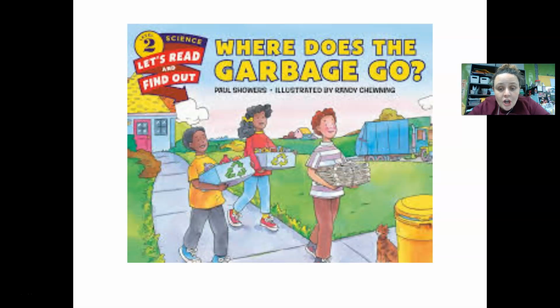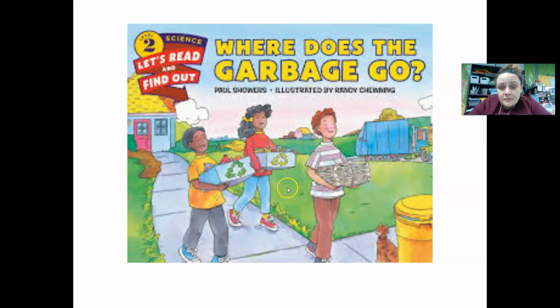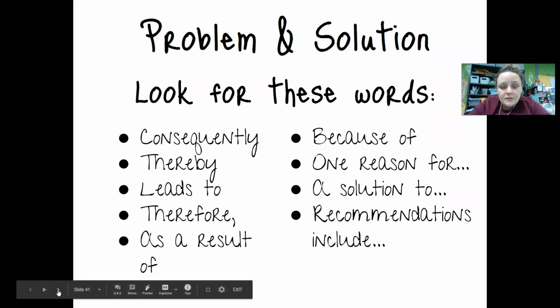Where does the garbage go? Garbage is a problem, right? Everyone creates garbage. It's a problem for our earth. It's a problem for our environment because we want our environment to be clean. We want our homes to be clean. So what do we do with garbage? Well, this goes on to tell about the solutions for things that we can do with garbage so it's not a problem to our home or our world. So it's written in problem and solution.